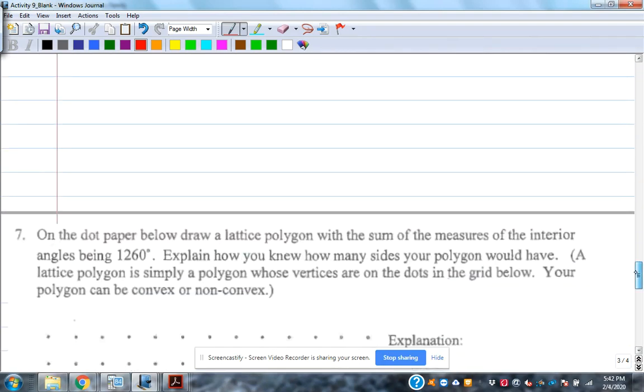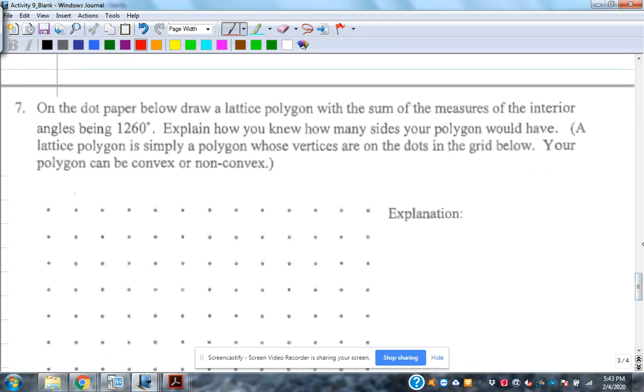Number 7 is our dot paper. It says on the dot paper below, draw a lattice polygon with the sum of measures of the interior angles being 1260 degrees. And then we need to explain how we knew how many sides our polygon would have. And then it tells us what a lattice polygon is. A lattice polygon is simply a polygon whose vertices are on the dots in the grid below. So your polygon can be convex or non-convex. It doesn't matter. You get to choose there. So first off, we need to decide how many sides this thing has. So how can we figure that out?